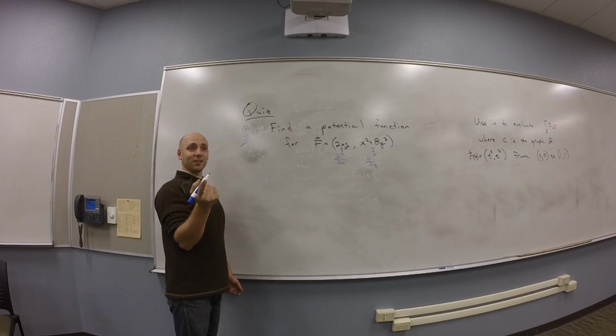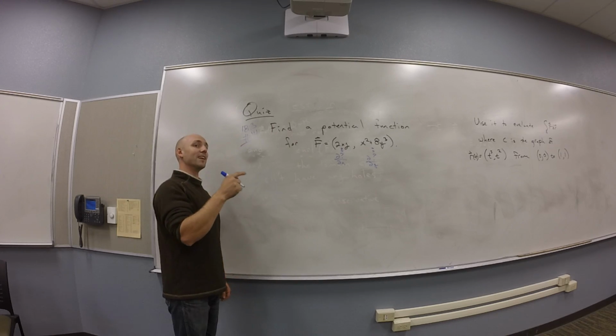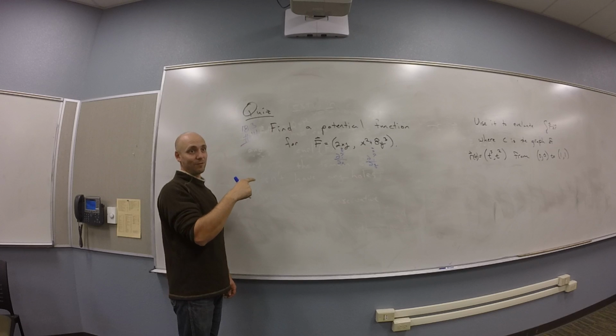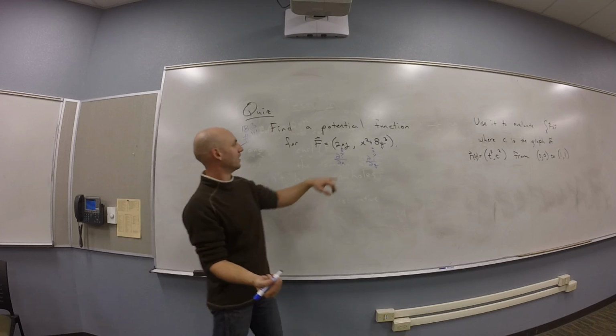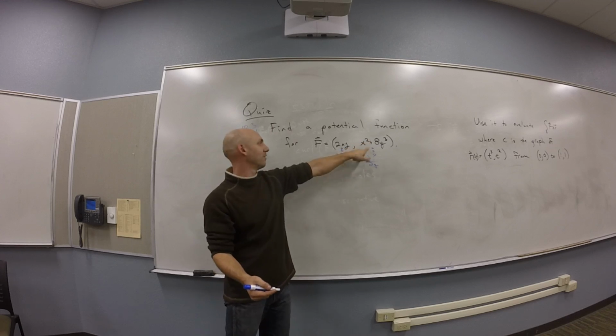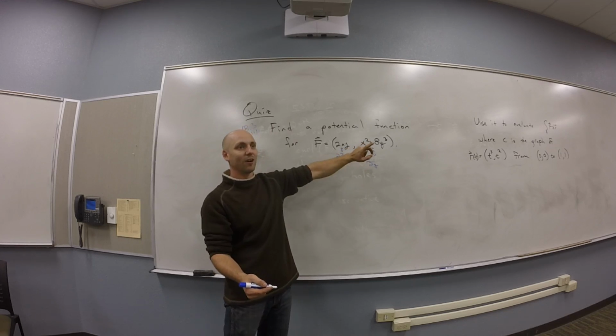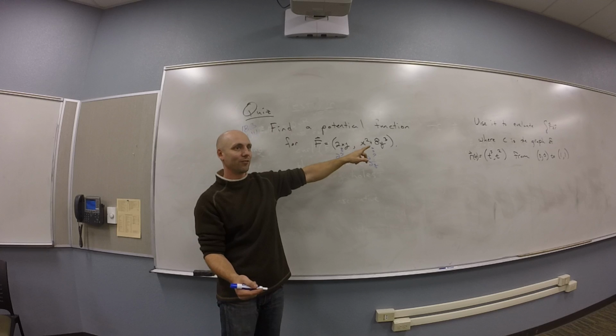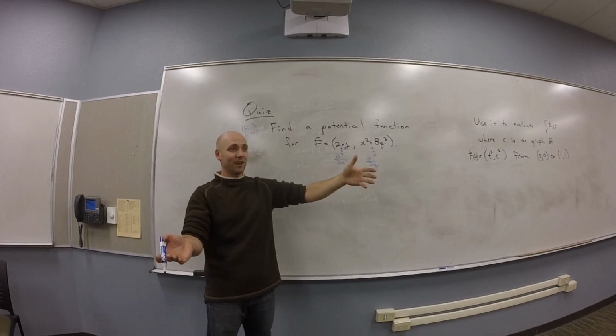Or you can calculate the curl and get 0. That'll tell you that it probably is conservative. You should check the domain, right? The domain on this is all real x and y's, and it has continuous partials. So you know this is conservative.